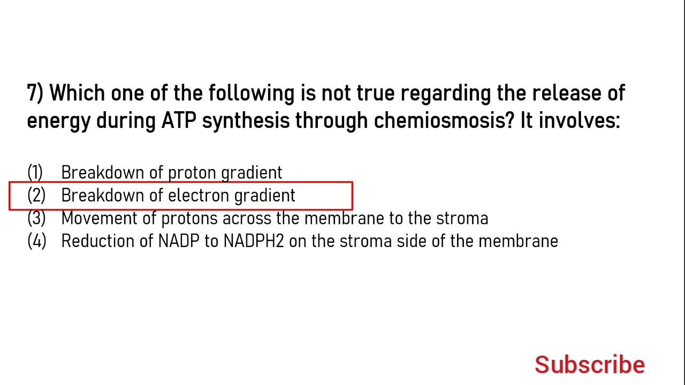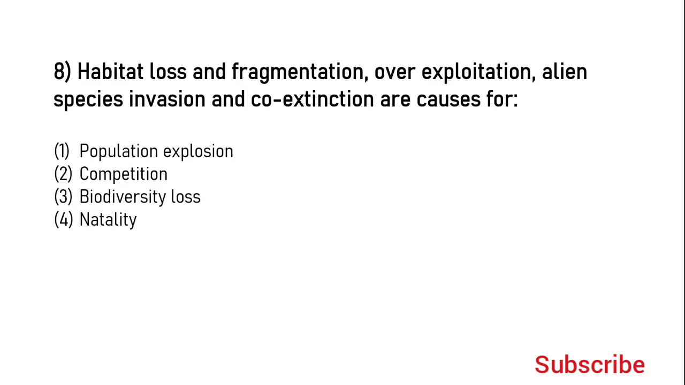Along with the electrons that come from the acceptor of electrons of PS1, protons are necessary for the reduction of NADP+ to NADPH2, and the process does not involve breaking of electron gradient. So your correct option will be option 2, that is breakdown of electron gradient. Let's move on to the next question.